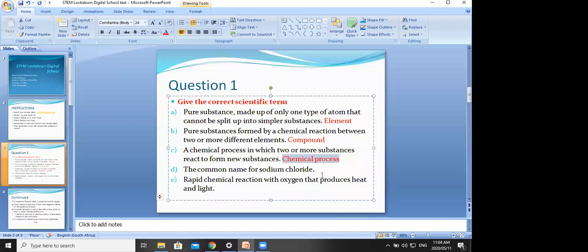What is the common name for sodium chloride? Salt. Yes, it's salt. And then, rapid chemical reaction with oxygen that produces heat and light. Combustion. It is combustion. It is indeed combustion.